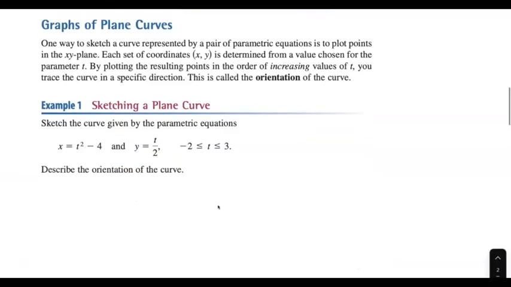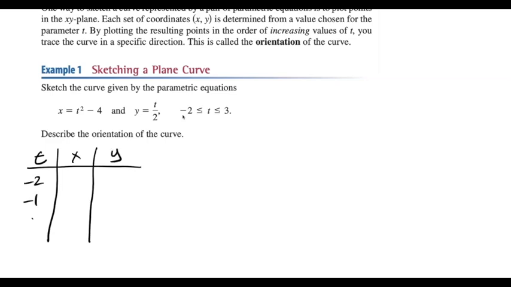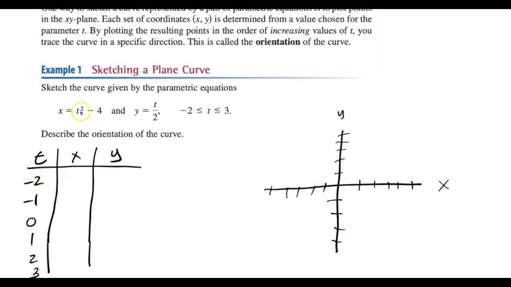Okay, let's start off by doing a graph of a parametric equation. We're going to graph this and describe the orientation. We're going to do a big old chart. We have t here, we have x and y. So we'll start with -2, -1, 0, 1, 2, and 3. We're going to plug -2 into here. -2 squared minus 4 is going to be 4 minus 4, which is 0. And then plug -2 into here. -2 over 2 is -1. So we have a point, 0 and -1. That's our first point right there.